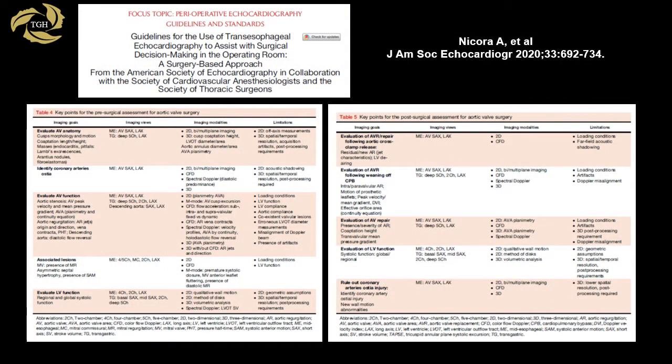The newest guidelines for the use of TEE to assist in surgical decision-making in the operating room were published in 2020. The goals for pre- and post-repair assessment are listed here. Intraoperative 2D and 3D TEE can: 1. Define the mechanism of AI, 2. Provide information to guide the repair, 3. Interrogate the result, and 4. Determine the predictors of durability.